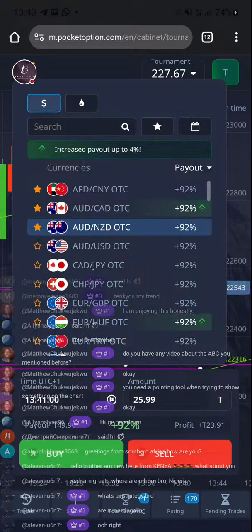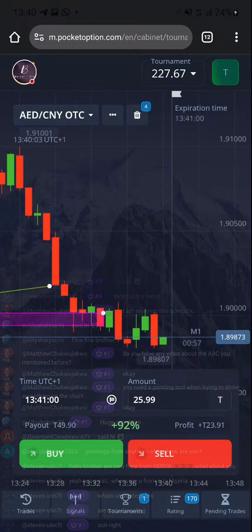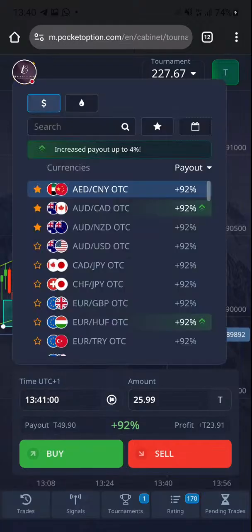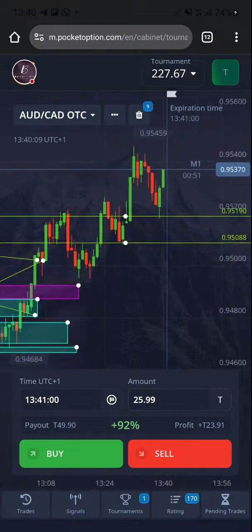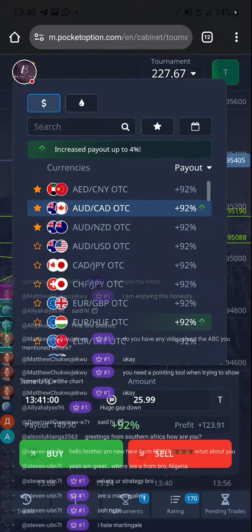Let's look for a very good trade. Let's see if we can find a very good trade. Then I will explain the strategy behind the trade. This is a very good trade, but I wasn't gonna take it.